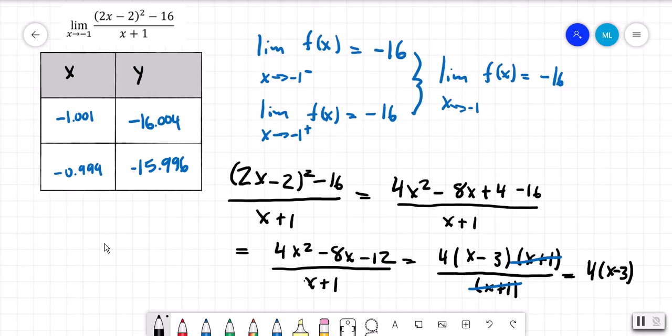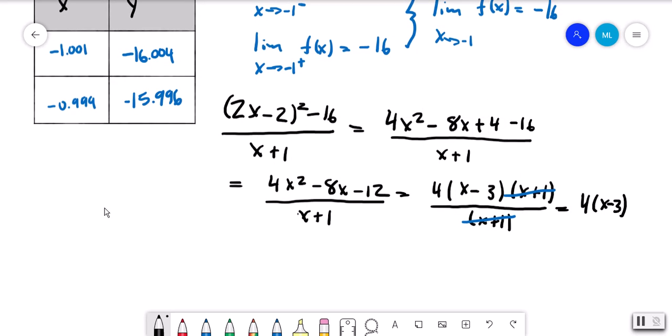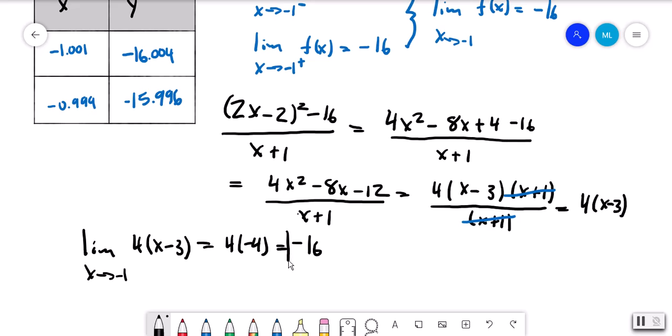Okay, now in this case, when you write the limit as x approaches -1 of 4 times x minus 3, you end up with 4 times -4, which is equal to -16. So the limit is actually -16. That was by expansion, and I kind of skipped a step where I didn't take out the 4 first because I saw it as a greatest common factor, and then I just factored it even further.